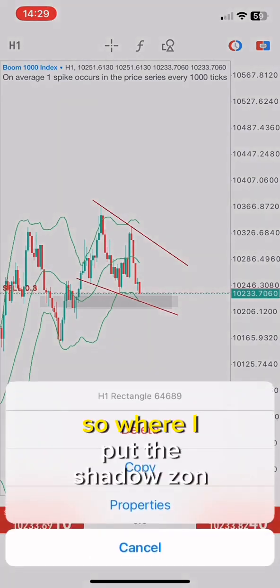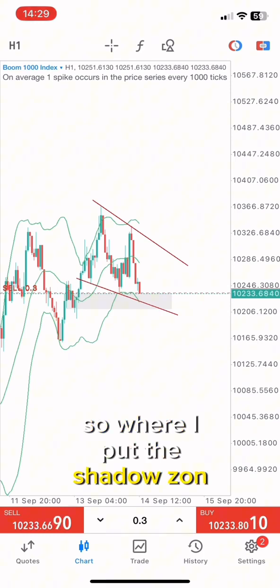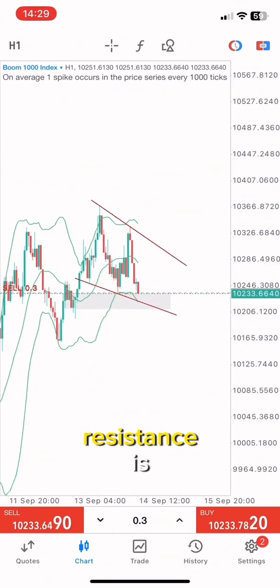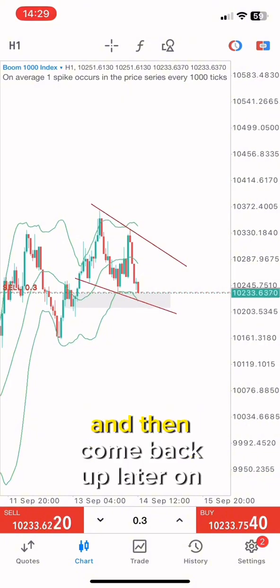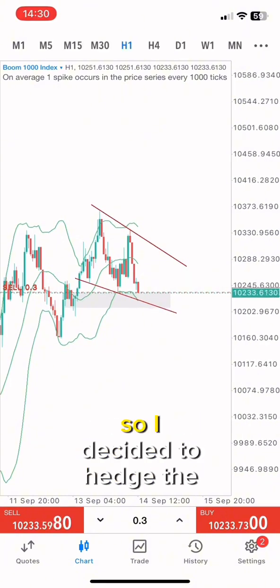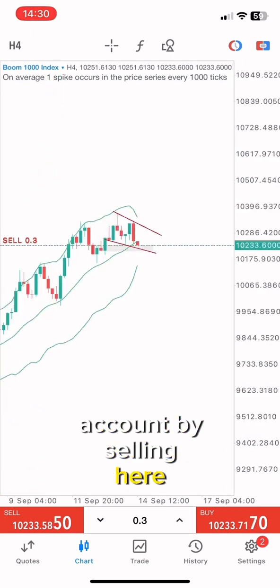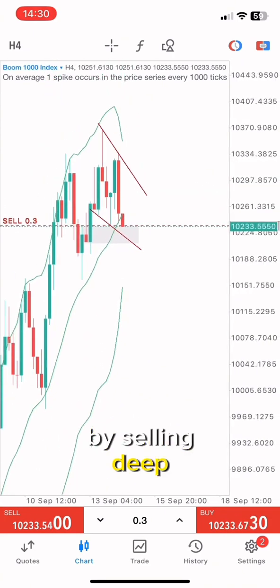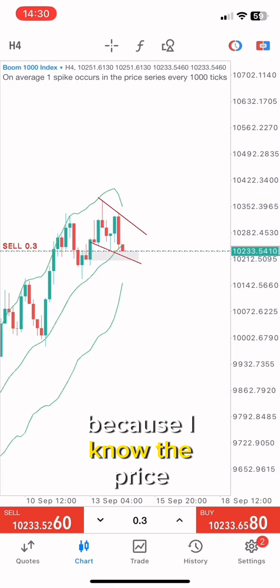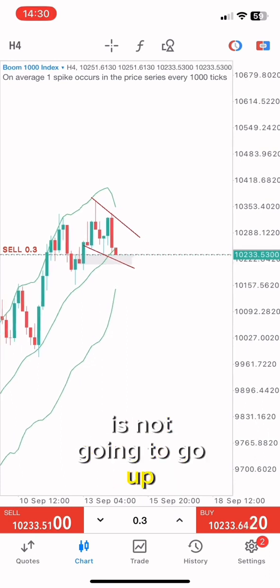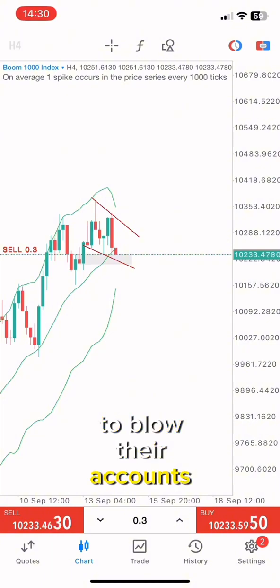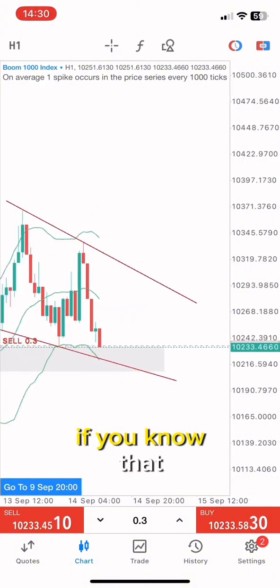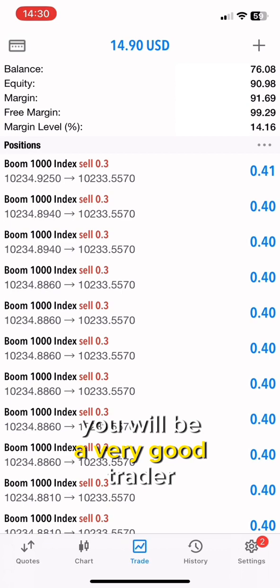Okay. So where I put the shadow zone area, that's where the most resistance is. It will break the trend line for a moment and then come back up a little. So I decided to hedge the account by selling here, by selling deep, because I know the price is not going to go up. It's going to trick those early buyers to blow their accounts. So it has to go down first. If you know that, you will be a very good trader.